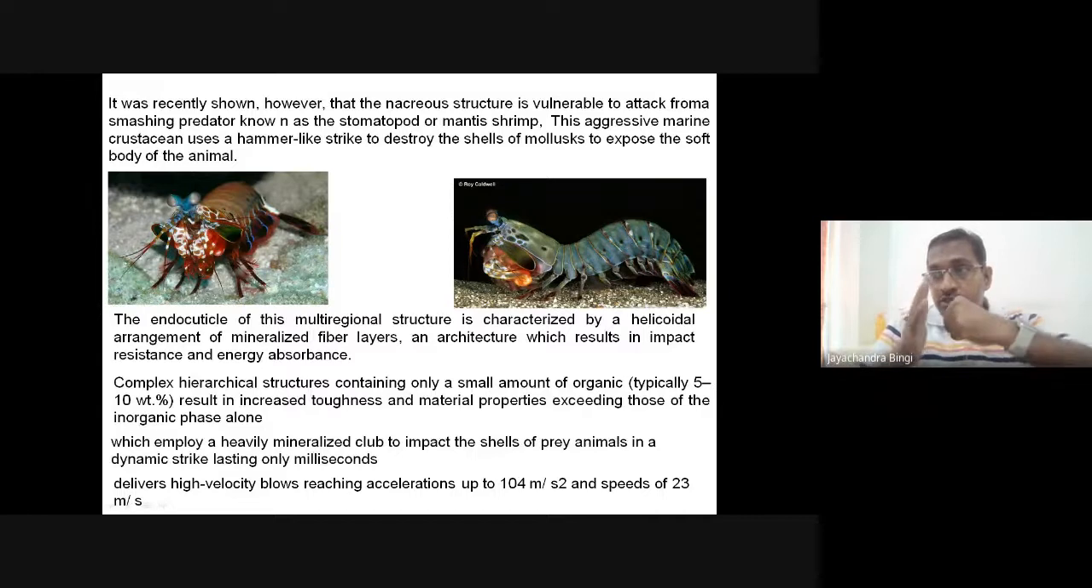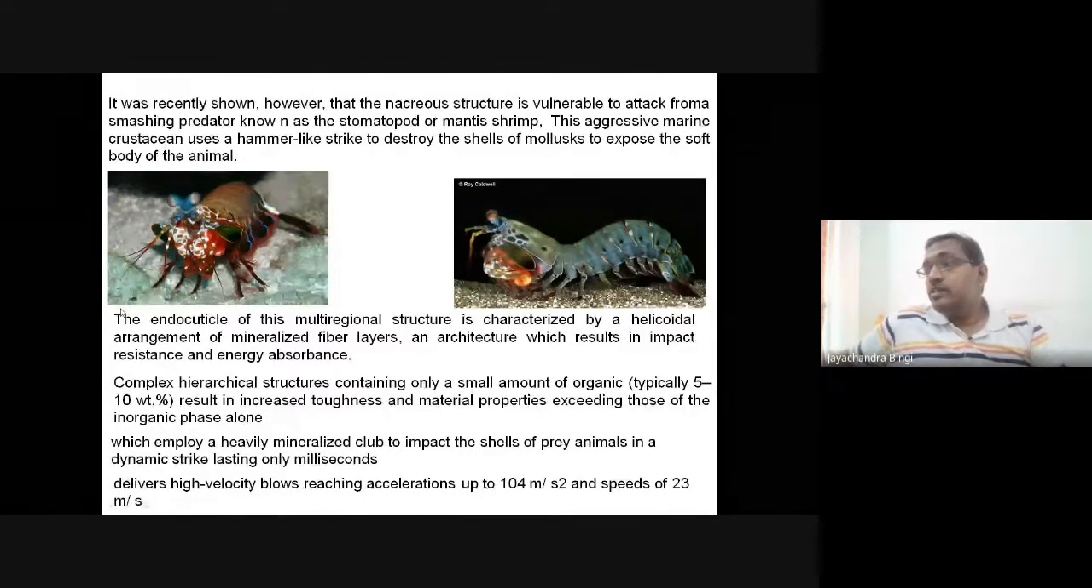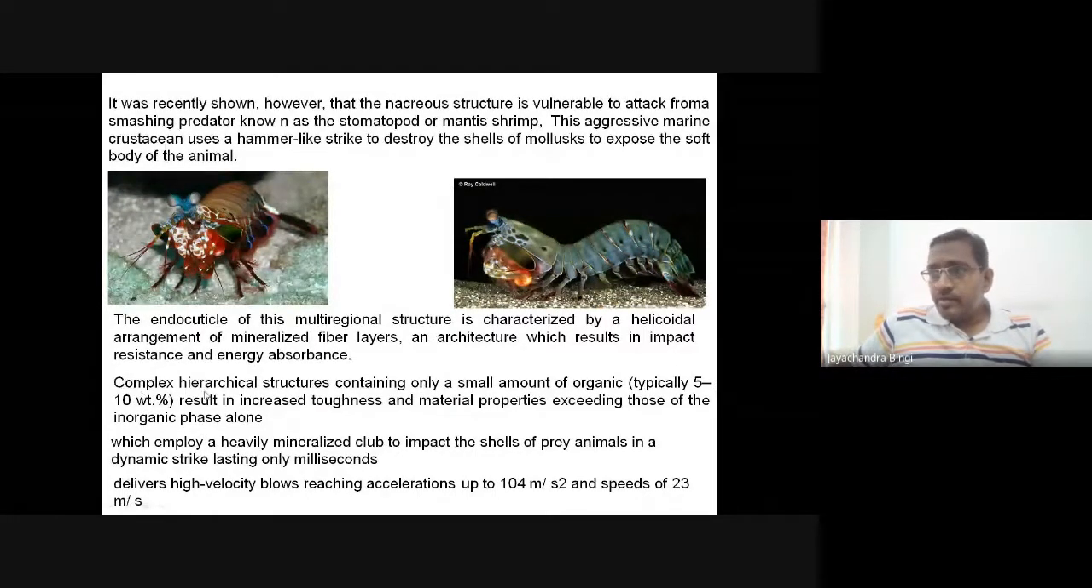And also the strength of the material, or strength of the structure, you can read here: complex hierarchical structures containing only a small amount of organic, that is 5 to 10% by weight, result in an increase in toughness and material properties exceeding those of the inorganic phase alone. See, organic is giving more strength. That is surprising. We are thinking that inorganic will give the higher strength. So that is what we can observe here.